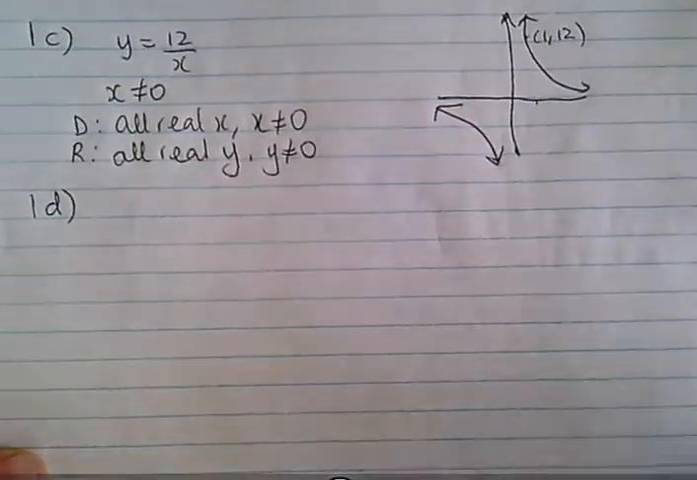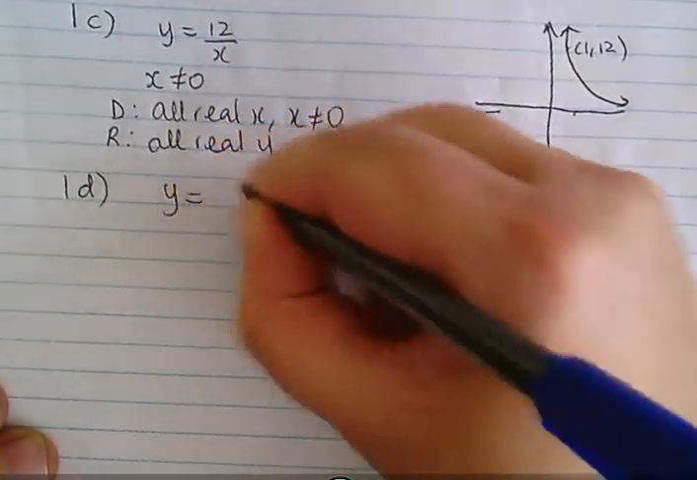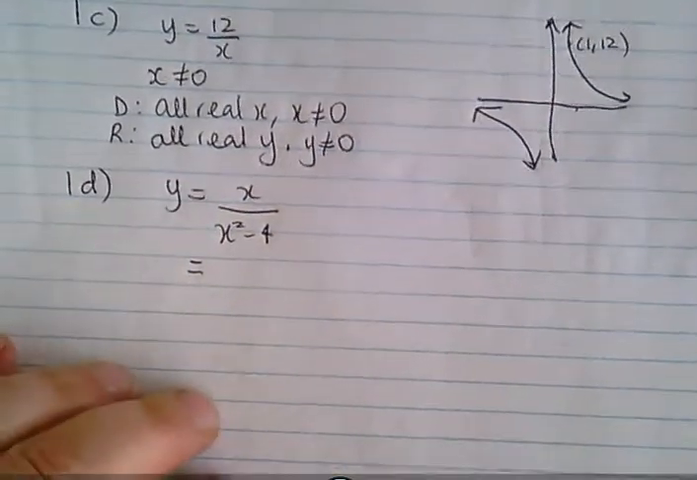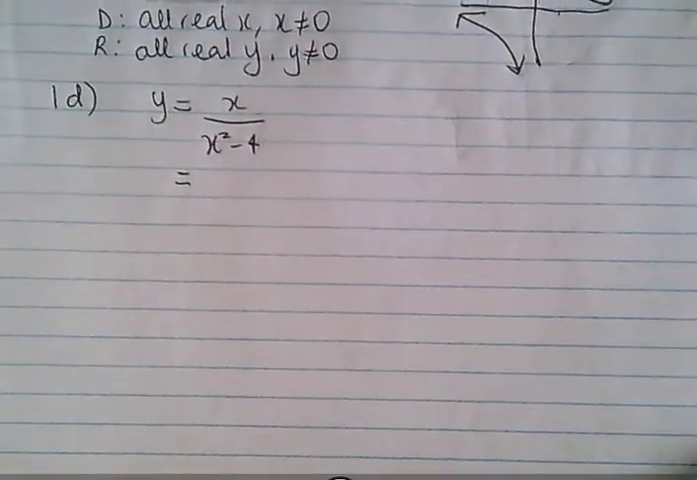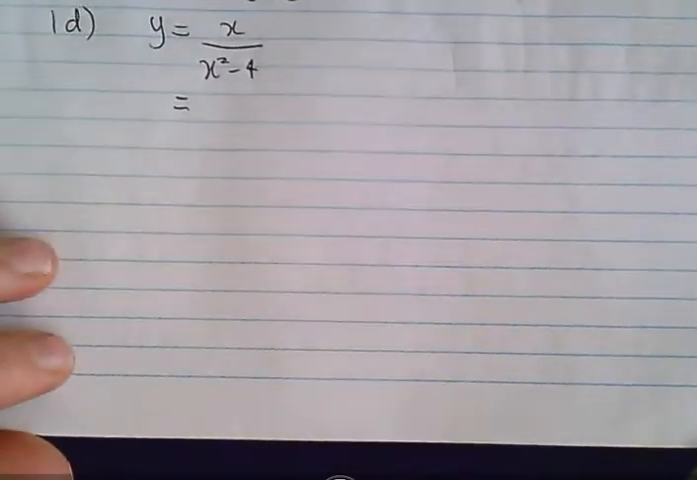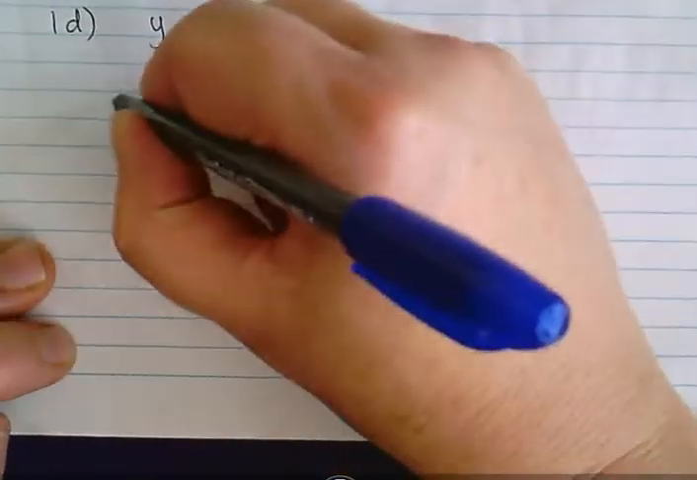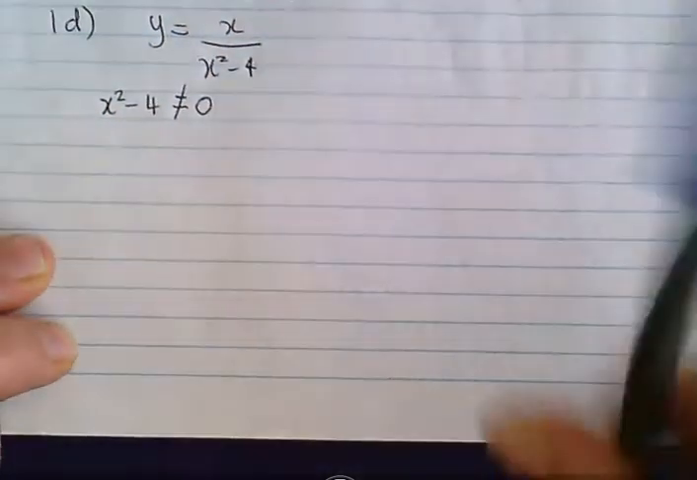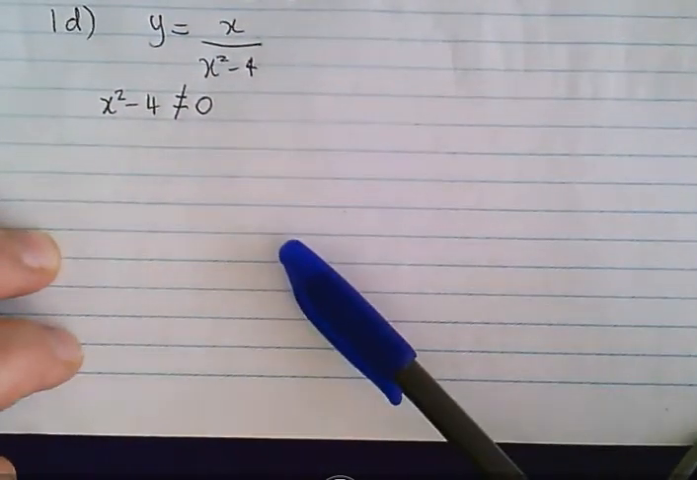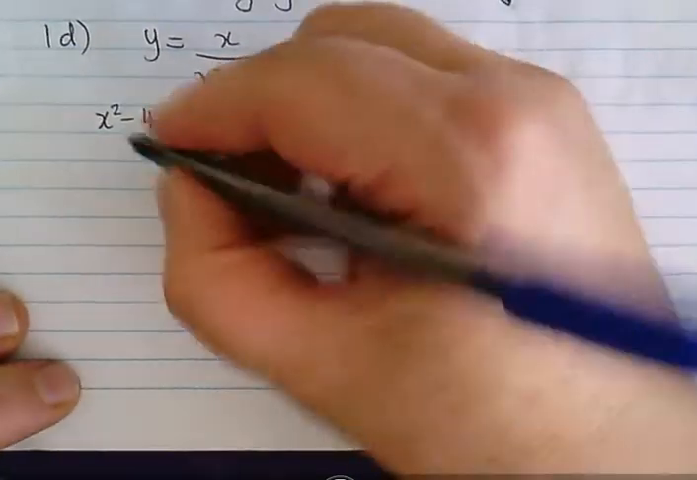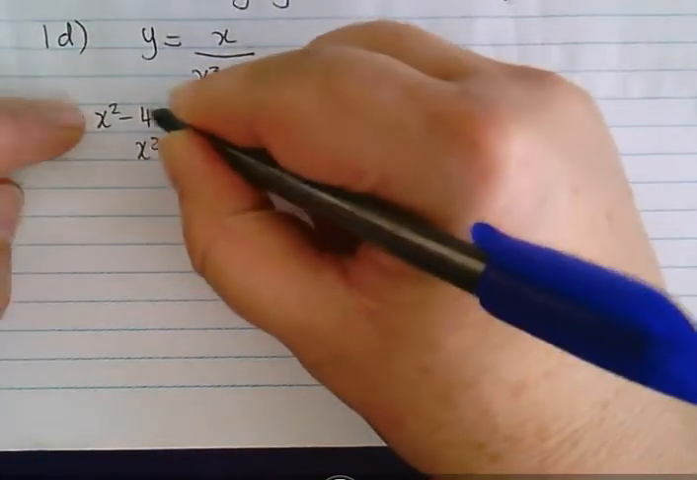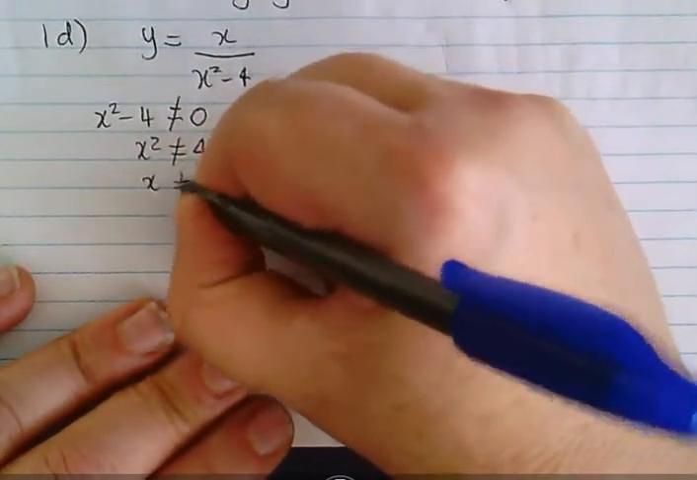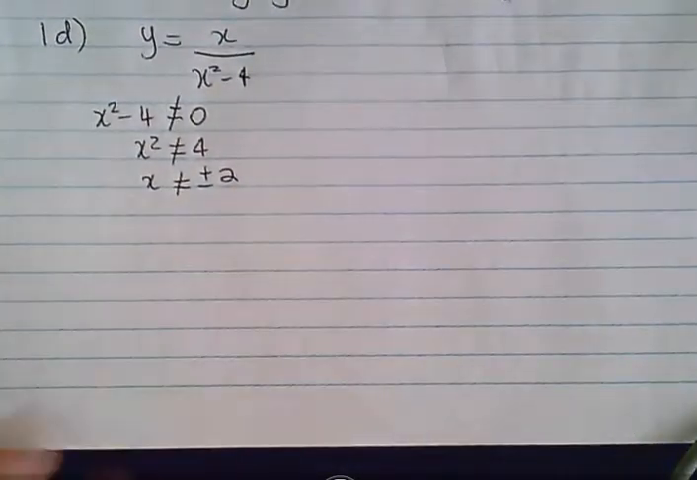The next one, D, y equals x over x squared minus 4. Now, what do you think we should do here? Well, the problem is the denominator, isn't it? That x squared minus 4, what do we know? That there's no restrictions on the numerator. The thing is that x squared minus 4 can't equal 0. What's the solution to that? You can make it that x squared can't equal 4, or you could factorize that as x minus 2, x plus 2 can't equal 0. In other words, x can't equal plus or minus 2, positive or negative 2.